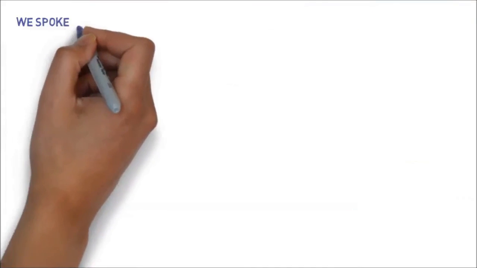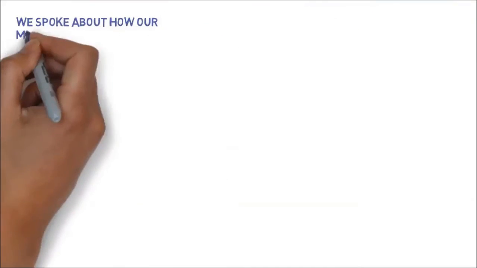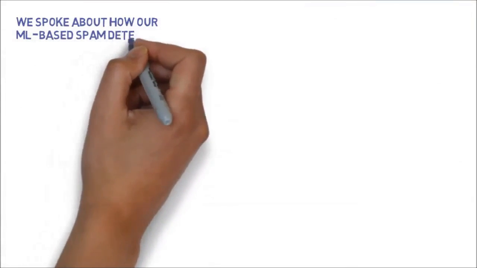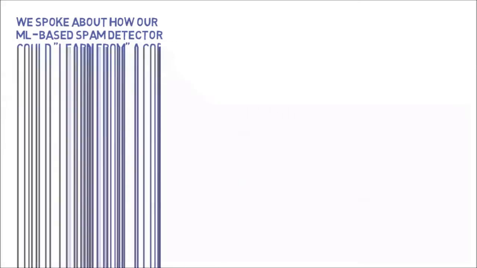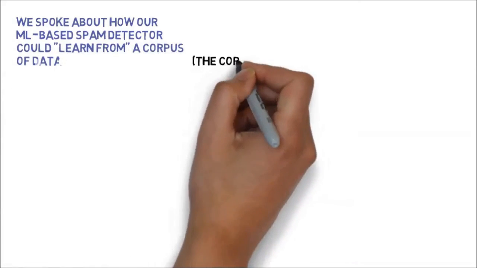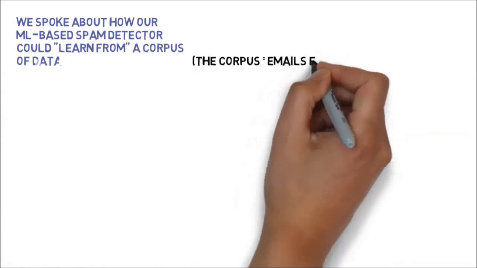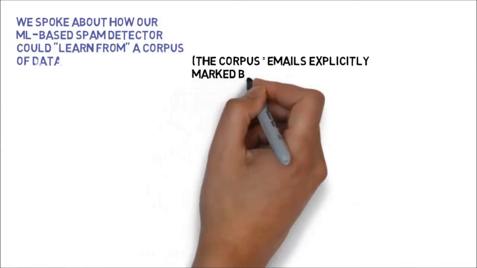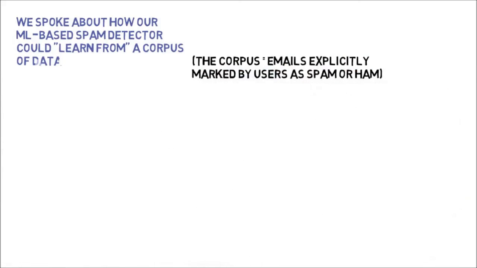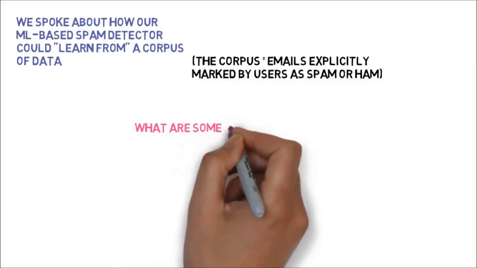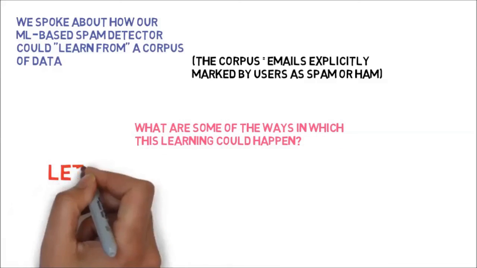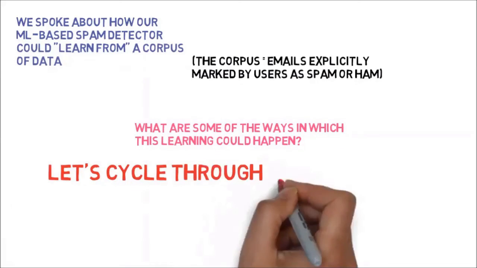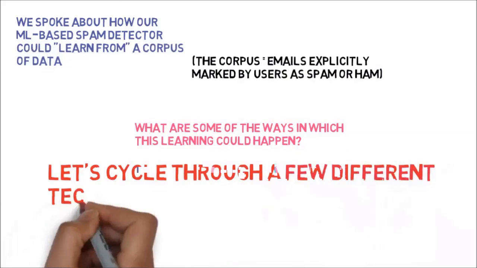Now that we know what the car is and when to use it, it's time to learn how to drive. We saw that in our ML based approach, the program learned from the corpus. Learning simply meant identifying patterns from the corpus. Corpus could mean anything like documents, anything that you need to use as data. In our example, it was a large body of emails. What are some of the ways in which this learning could happen? Let's cycle through a few different techniques in the coming classes.